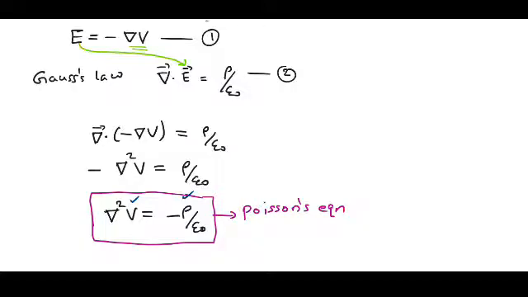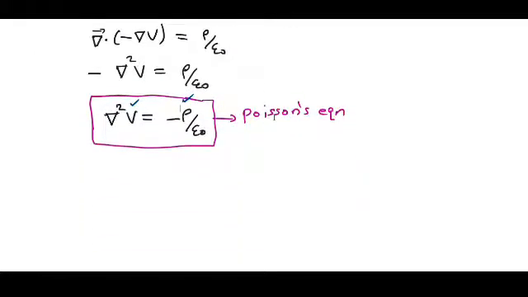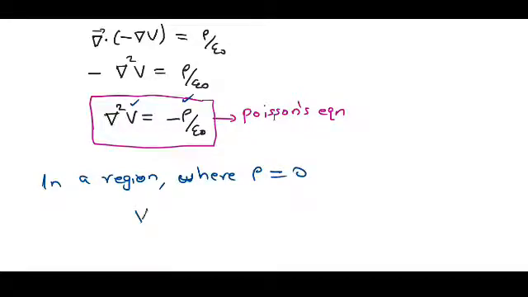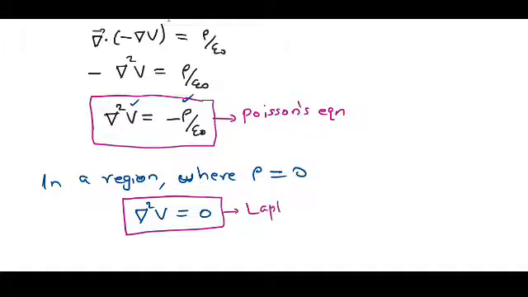Now, in a region where the charge density is 0, that is, where rho is equal to 0, the above Poisson equation reduces to del square V is equal to 0, because the right hand side is 0. This is called Laplace equation. We will do a few problems later.